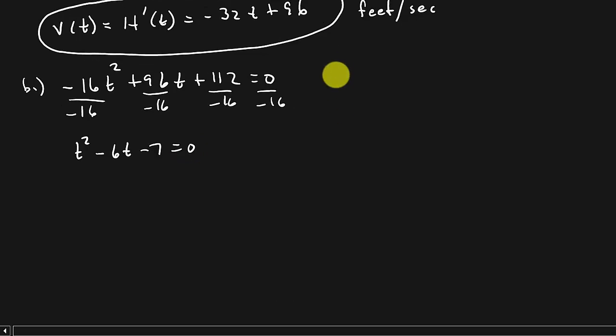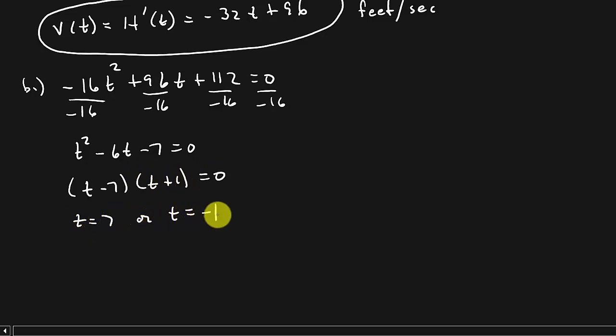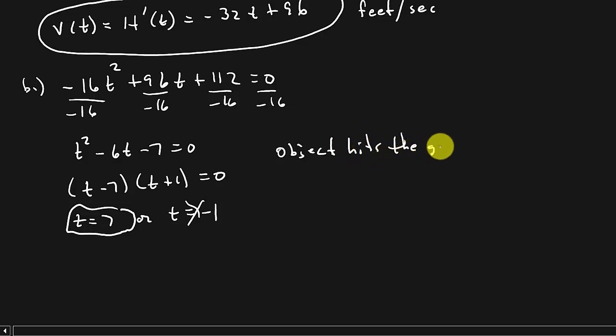And so now we can factor this thing. That's going to be t minus 7 times t plus 1 equals 0. So t equals 7 or t equals negative 1. And we know that negative 1 is not going to be the answer. So at t equals 7, we can say the object hits the ground at 7 seconds.